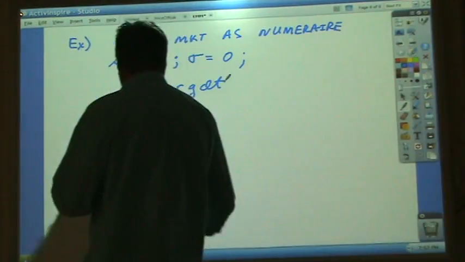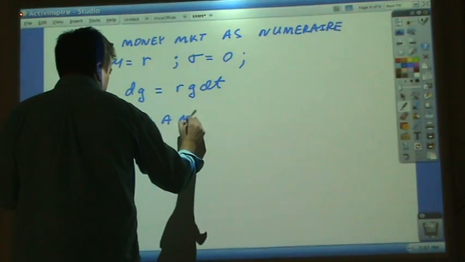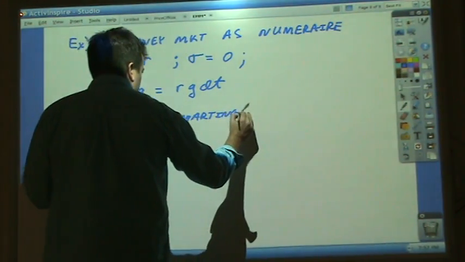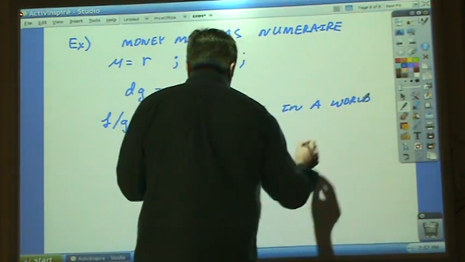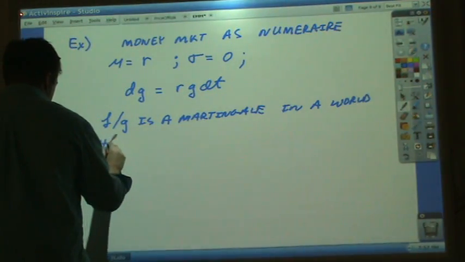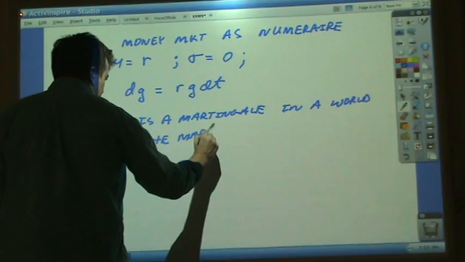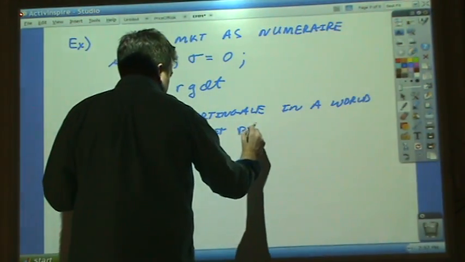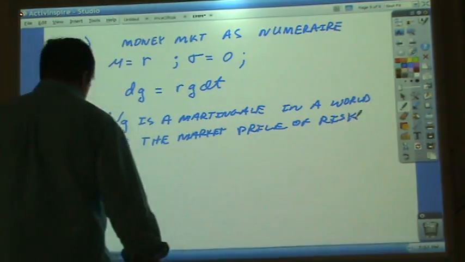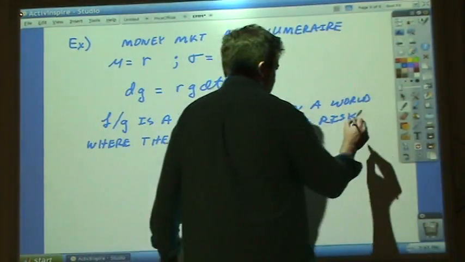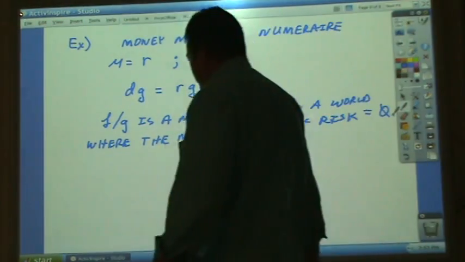Okay, so this is like saying F divided by G, where F can be anything, is a martingale in a world where the market price of risk is 0. Which we've been calling all along the, right?